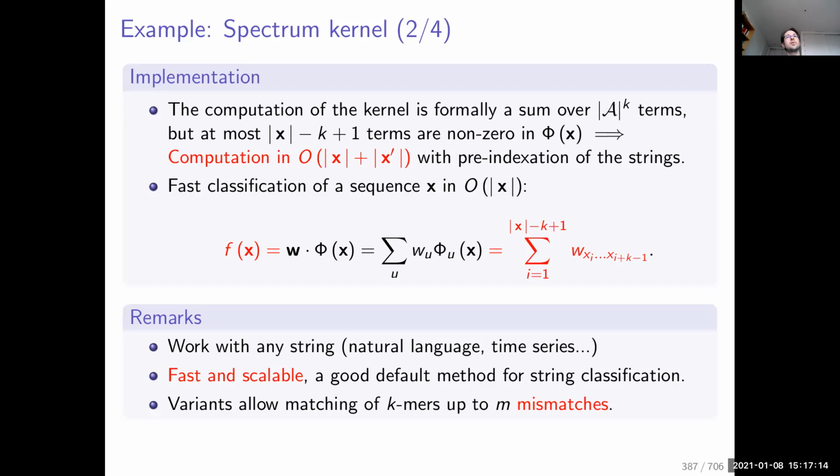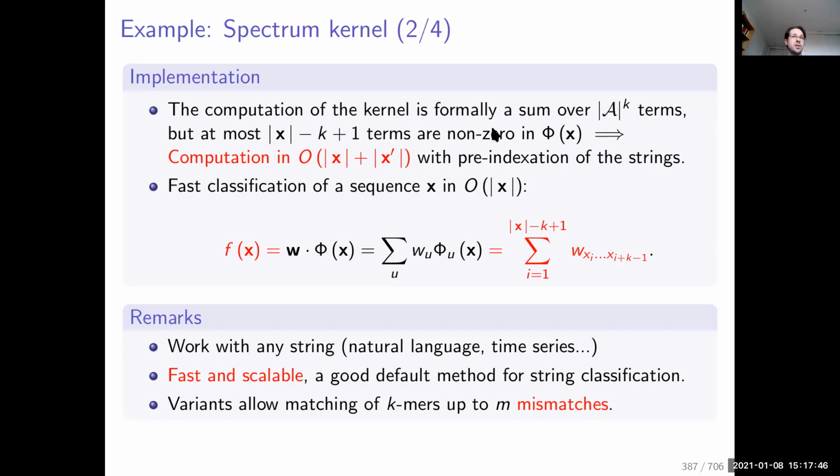Okay, so let us talk a bit about computation. This computation is formally a sum over an exponential number of terms. But we know that in phi of x, we have at most, so this represents the length of the sequence, the length of the sequence minus k plus 1, so more or less the length of the sequence, entries in phi of x that are non-zero.